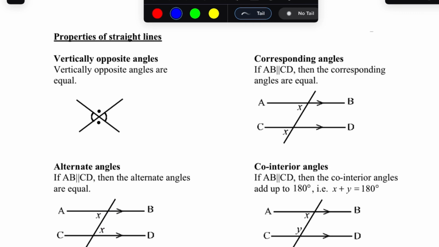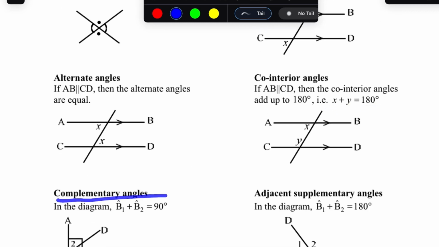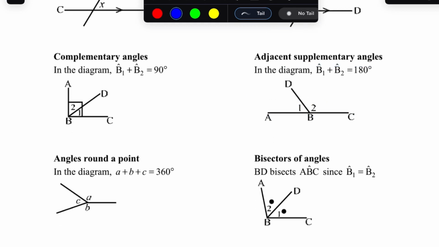When you have co-interior angles, they form a U shape between the parallel lines and one side of the transversal, and these two are not equal. You add them and they are equivalent to 180. They're supplementary angles. Complementary angles are angles that add up to 90. You see there's a 90 there, so angle B1 and angle B2 form 90. Adjacent supplementary angles are angles on a straight line. Here's a straight line, and these two angles add up to 180. We call them supplementary or adjacent angles.